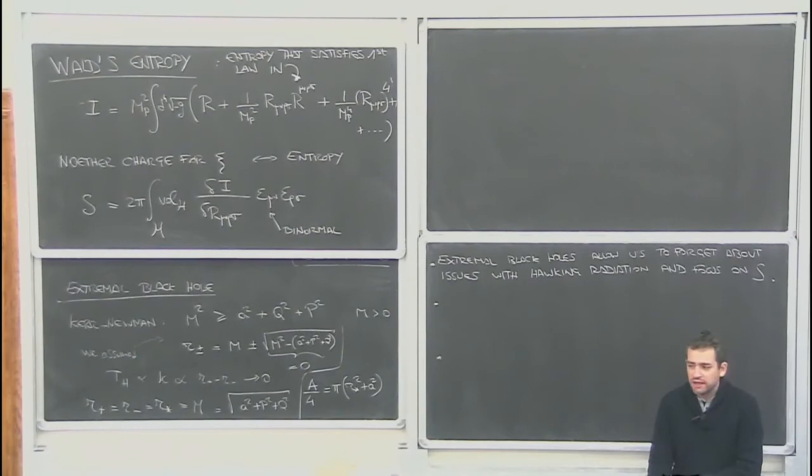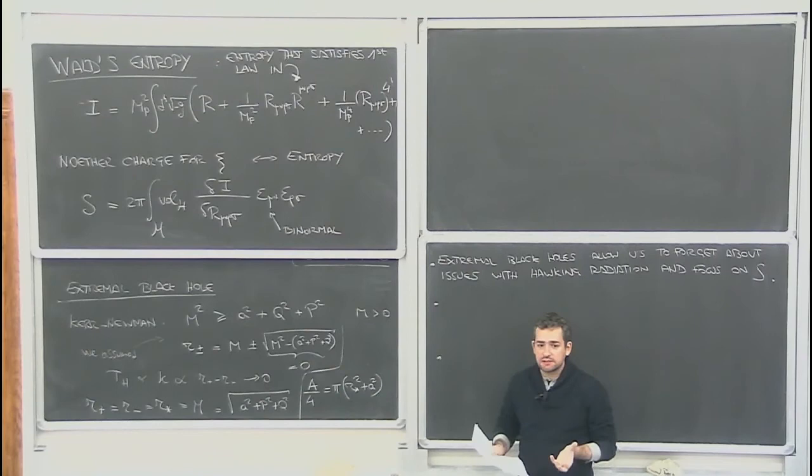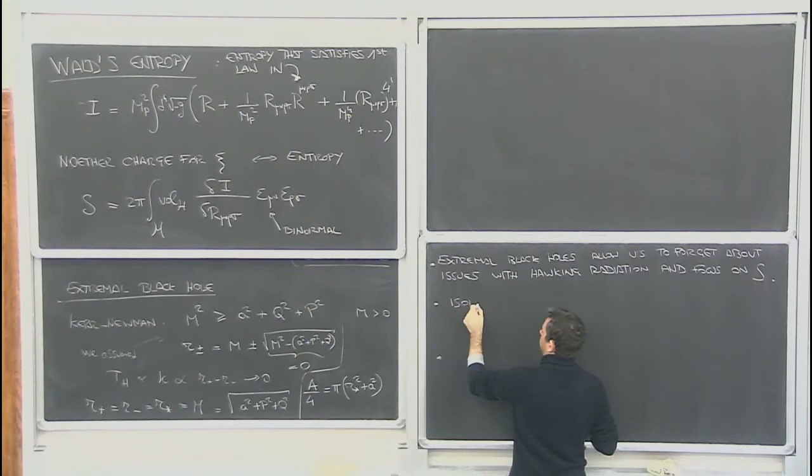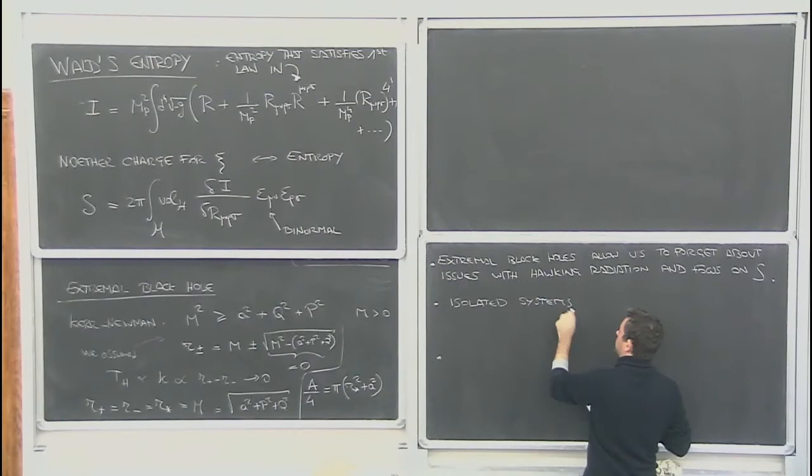So the second point is this. Extremal black holes are isolated systems because I don't need to embed them in a thermal bath to be at equilibrium, because they don't radiate. So they are isolated systems, and they are certainly easier to study.